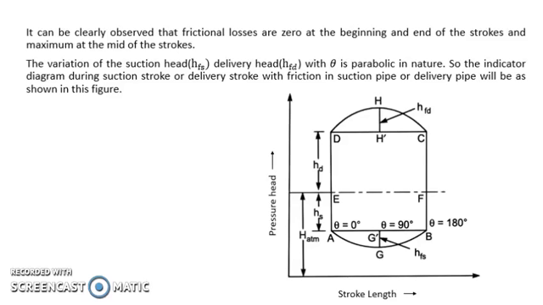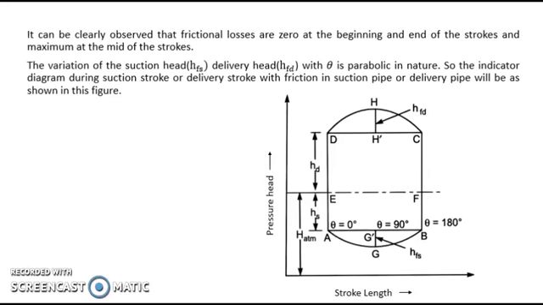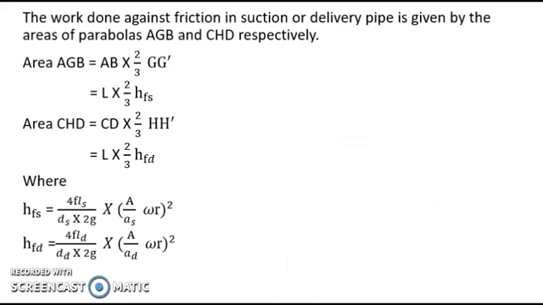Now we can see that the area of AGB is equal to AB multiplied by 2 by 3 of GG dash. We can see that the value of AB is equal to stroke length capital L and the value of GG dash is equal to HFS. So we can say that area of AGB is equal to AB into 2 by 3 of GG dash, which is equal to capital L into 2 by 3 of HFS.